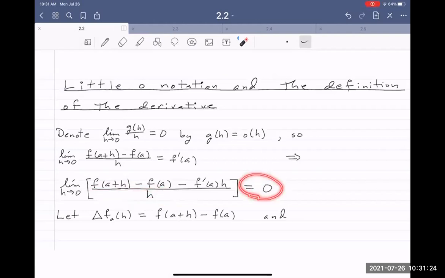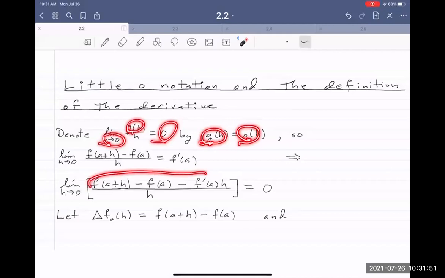But this, when I divide by h, goes to 0 as h approaches 0. Oh, so this, when I divide by h, goes to 0 as h goes to 0, means that this quantity here is little o. And so this must be little o.